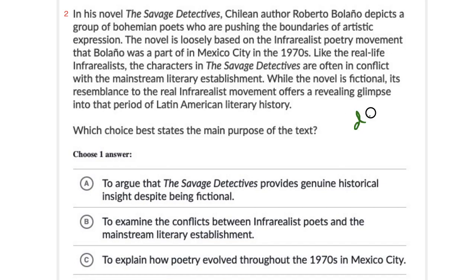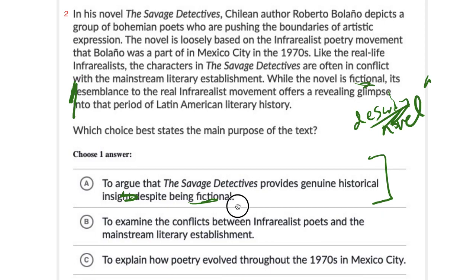Okay, so it's describing a novel. Okay, that's not going to be enough to get us to our answer, but that's enough, I think, to just say, okay, the purpose of it is to describe this novel. And more importantly, its relation to real events. And how about that? To argue that. Okay, so I said describe, but it does argue at the end. It makes the argument here. It still offers a revealing glimpse into that period of Latin American literary history, even though it is fictional. But let's check the others.